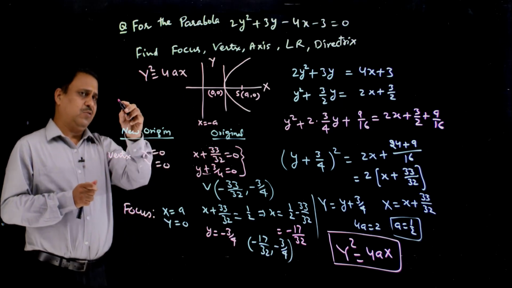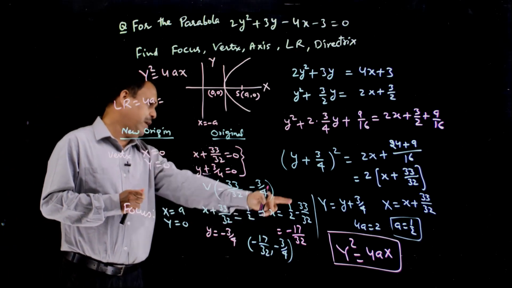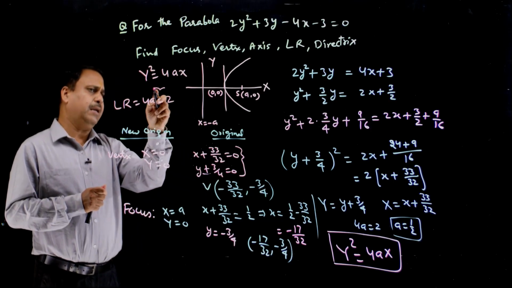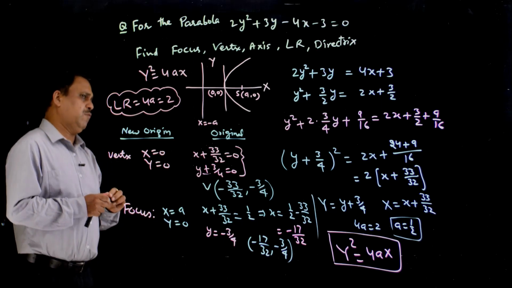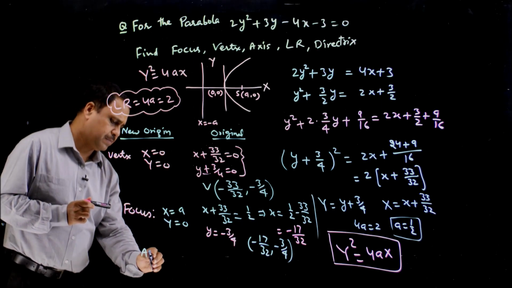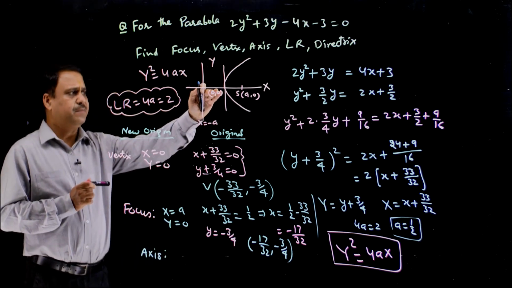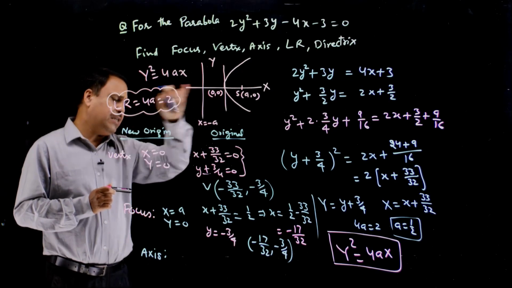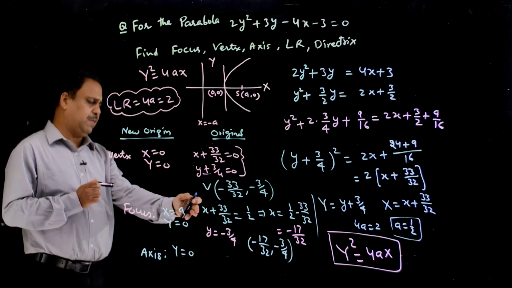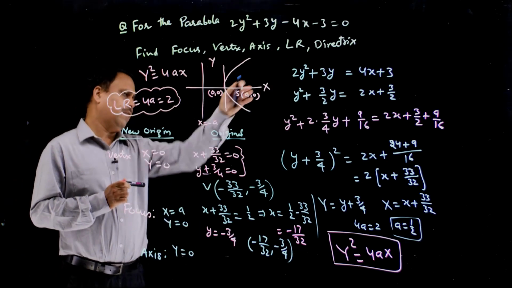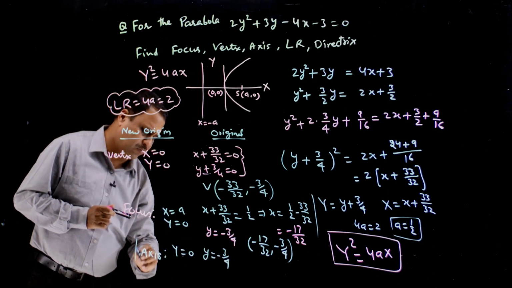The latus rectum is 4a. So the length of the latus rectum will be 4a, and we have directly calculated 4a = 2. So this will be the length of the latus rectum. Next, you can calculate the axis. In this case, what is the equation of the axis? Capital Y = 0 is the axis, which means y = −3/4. This is the axis equation.